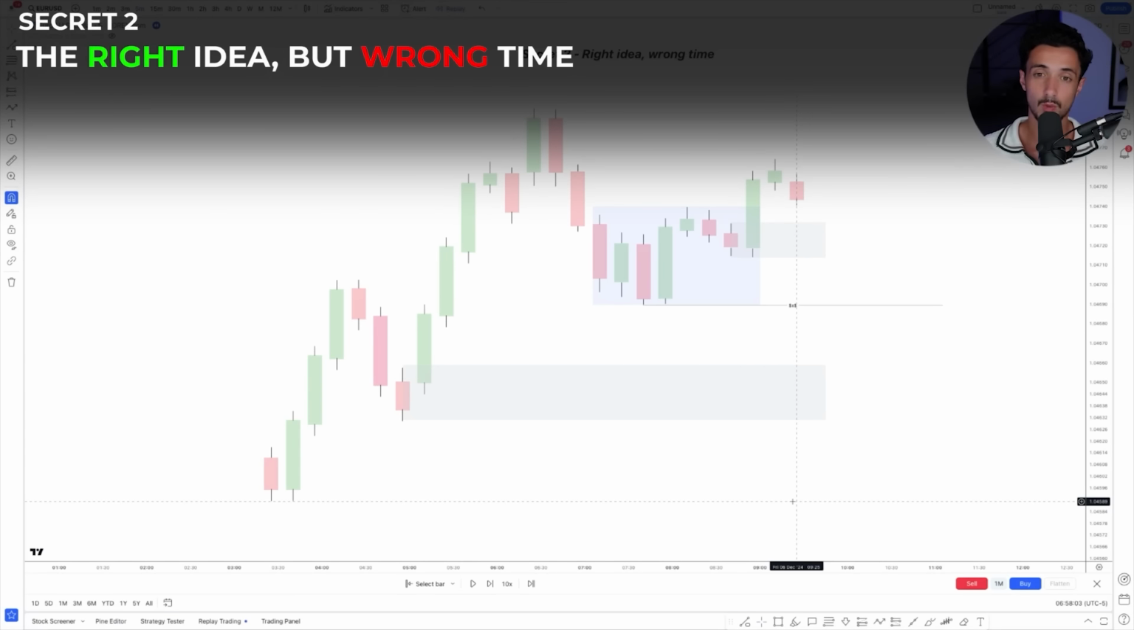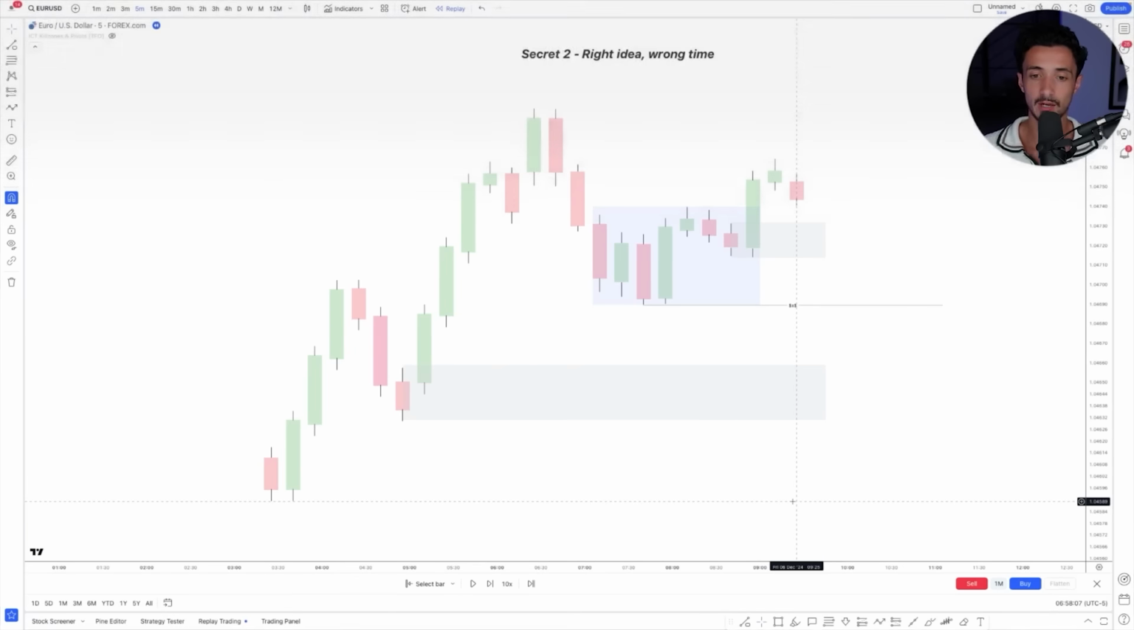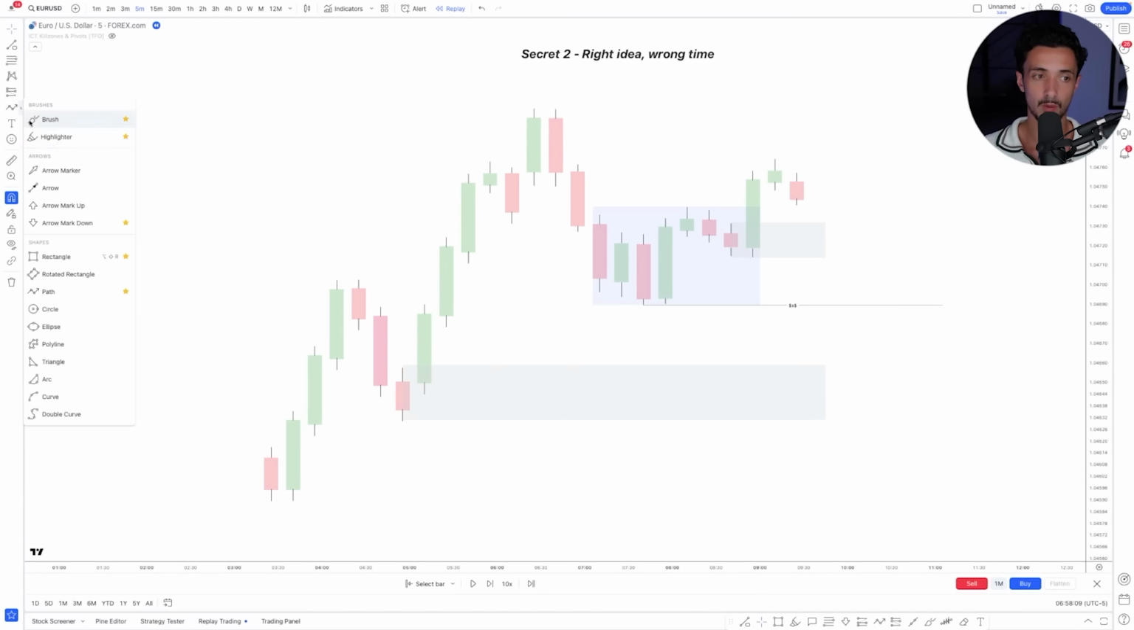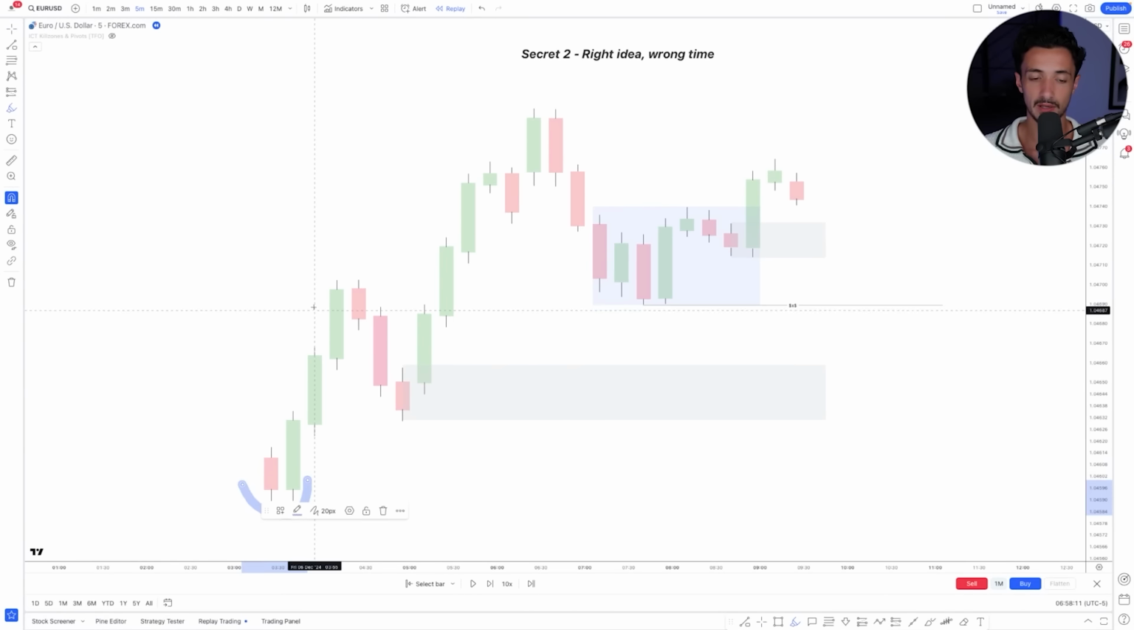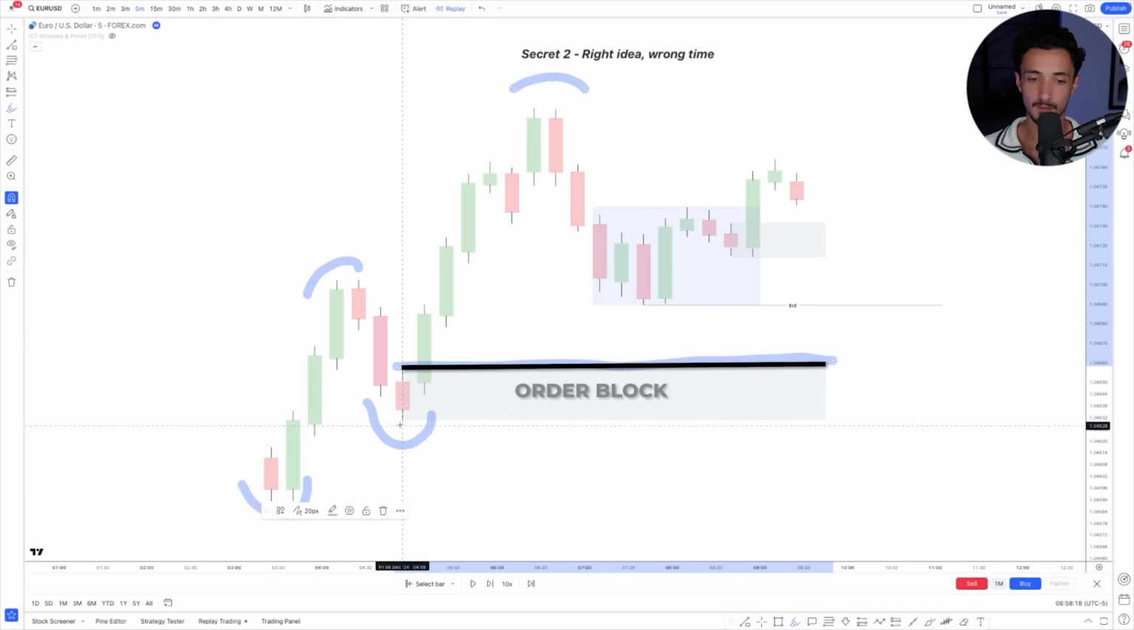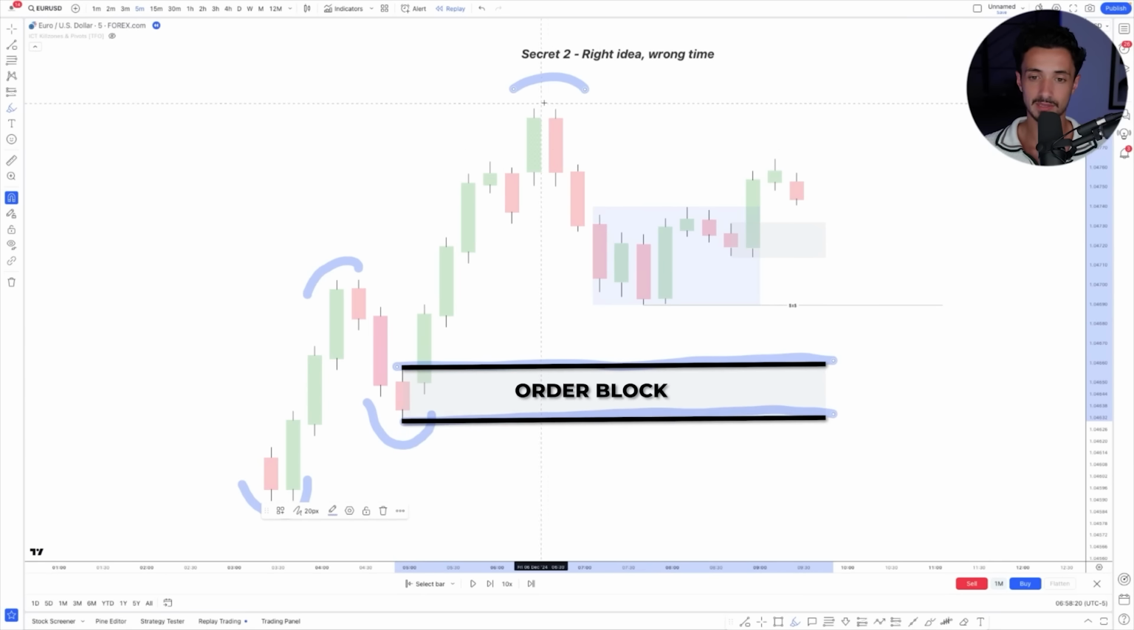Secret number 2 is what I call right idea, just the wrong time. You see, here we have an example of number 1: price is bullish. So yes, you should be looking to buy. We have our swing points mapped out like this. We are definitely bullish. We have an order block in here, okay? And then price comes down like this, starts ranging around in here, and then has this aggressive move out of this zone.